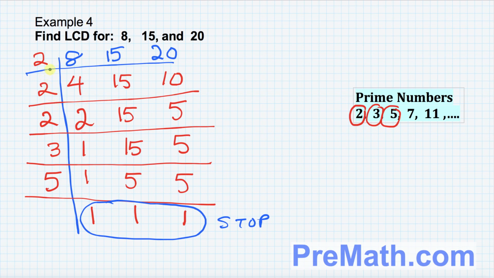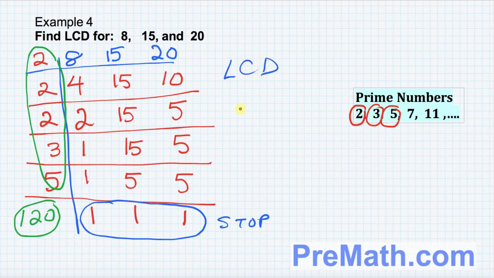Now what I want you to do is go ahead and multiply all these vertical numbers and see what answer you get. So you just multiply. It's going to be what? 120. 2 times 2 times 2 is 8. 8 times 3 is 24, times 5 is 120. So thus our LCD turns out to be 120. I want you to practice this one, and I'm sure you will practice, you will get it.